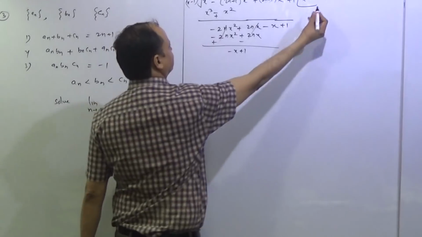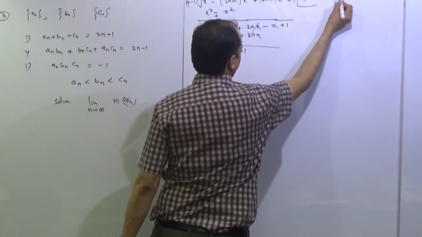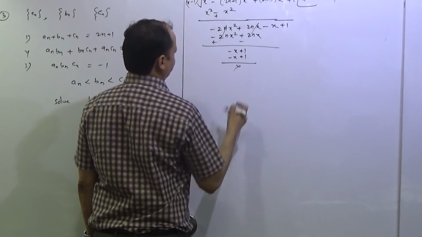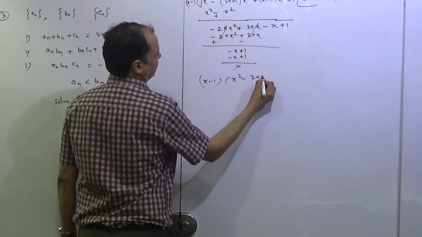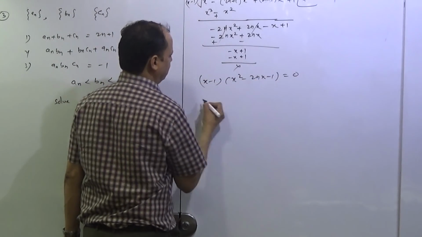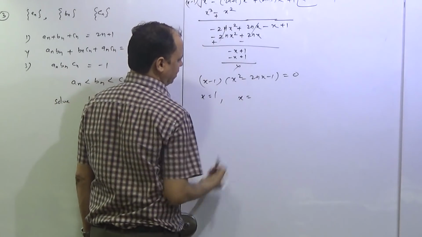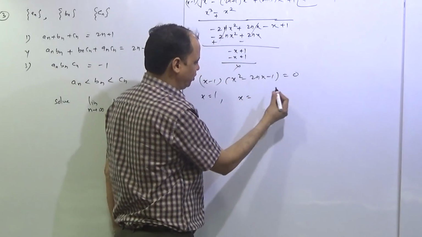What should I write here? Minus 1. Yeah. So what do we get here? Minus x plus 1. This is over. So the factors are x minus 1, and x square minus 2nx minus 1 equal to 0. I will get the roots as x is equal to 1 and x is equal to minus b plus minus under root b square minus 4ac divided by 2a.